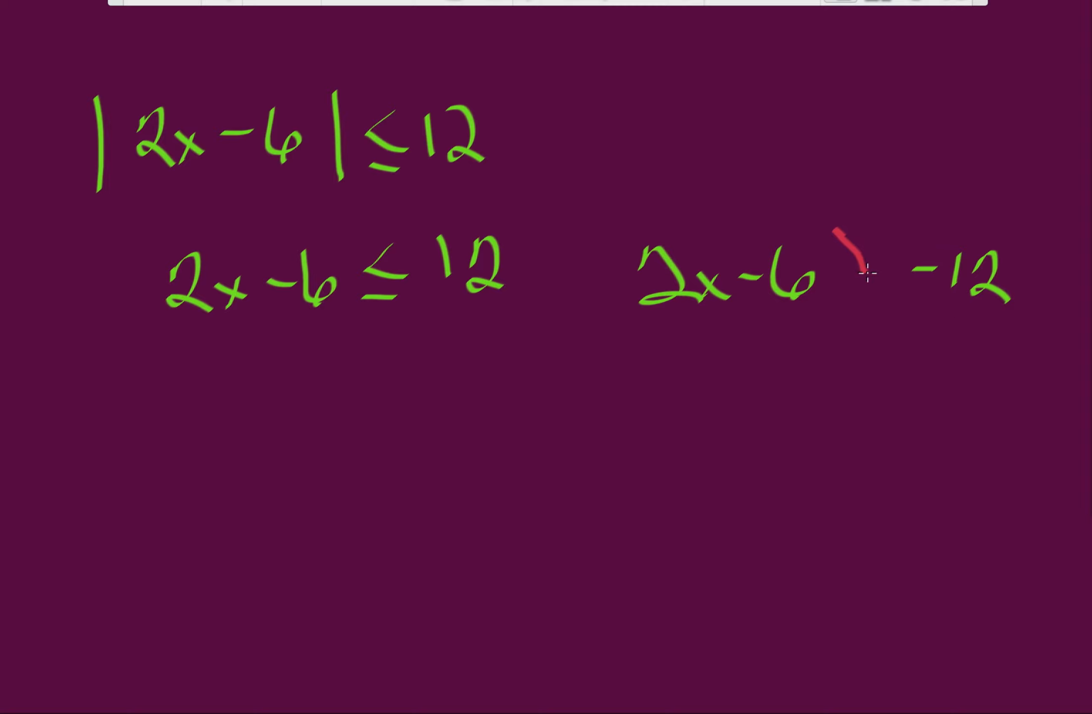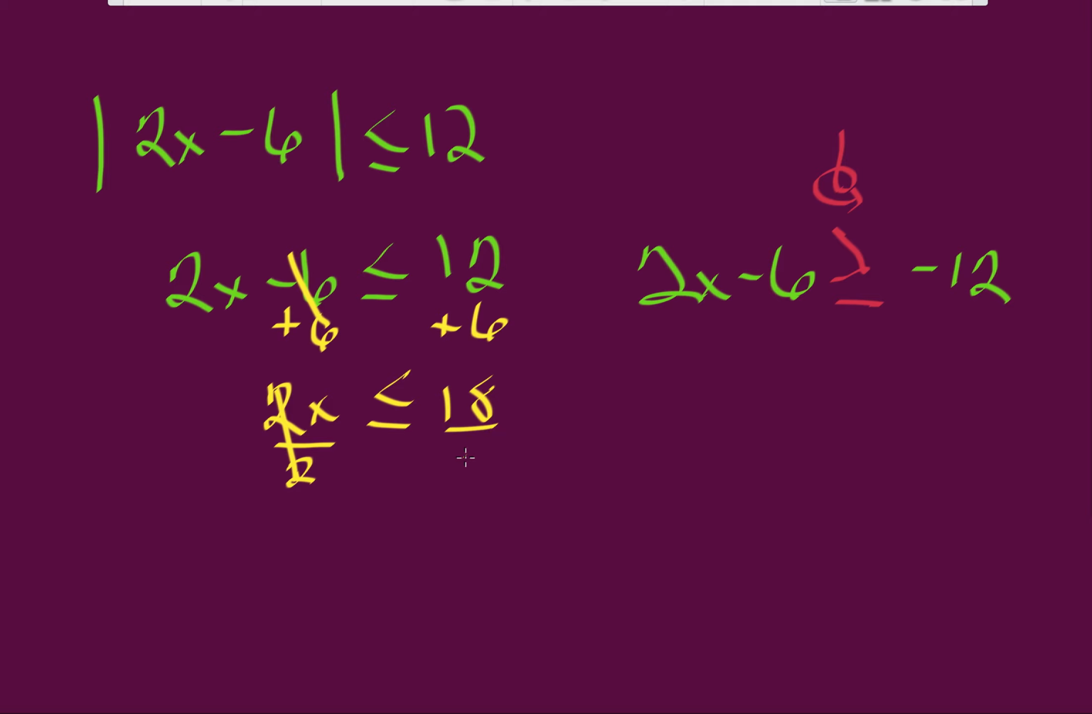So when we solve these, we just do the same things we always do. We undo the subtraction first with addition. That goes away, and we have an 18, so we leave this symbol alone. 2x is less than or equal to 18. We divide both sides by 2. That becomes a 1. Divide 18 by 2. That becomes a 9. So x is less than or equal to 9.